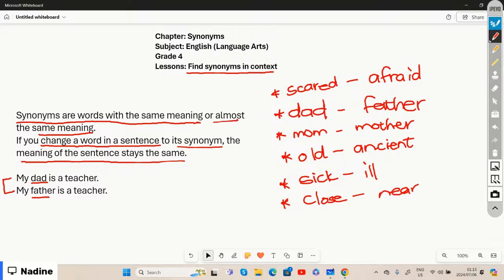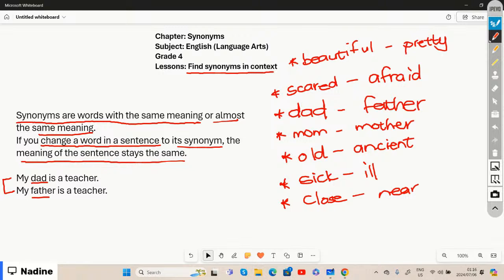Let's look at another one. We can even say something is beautiful, and another word for beautiful is pretty, right? So it's beautiful or pretty. That's a beautiful dress, or that is a pretty dress, right? Because we are describing something. Give me more synonyms.